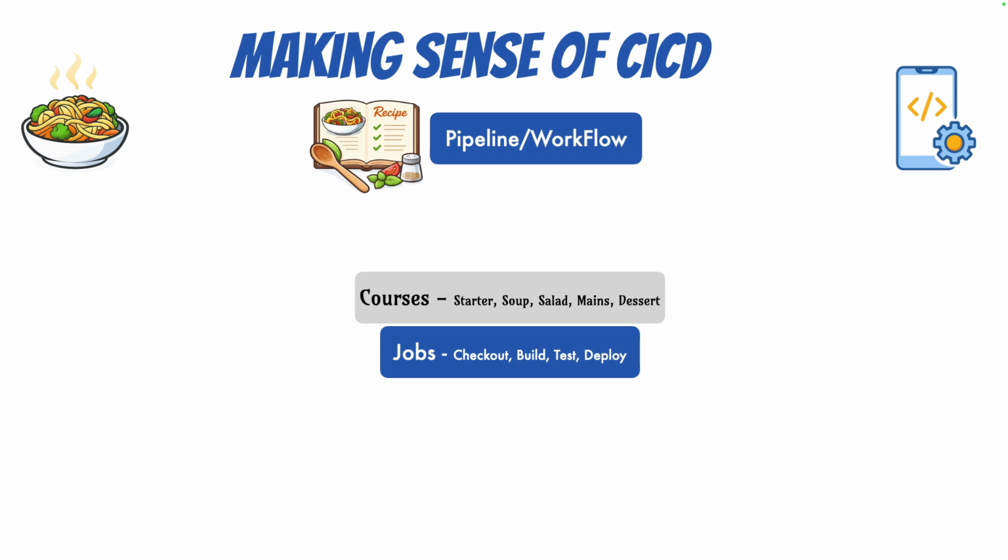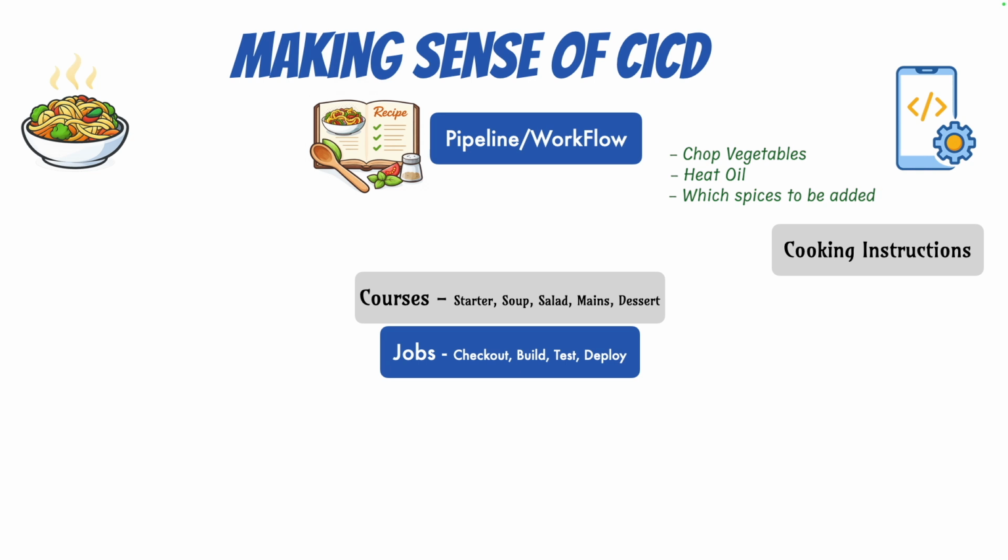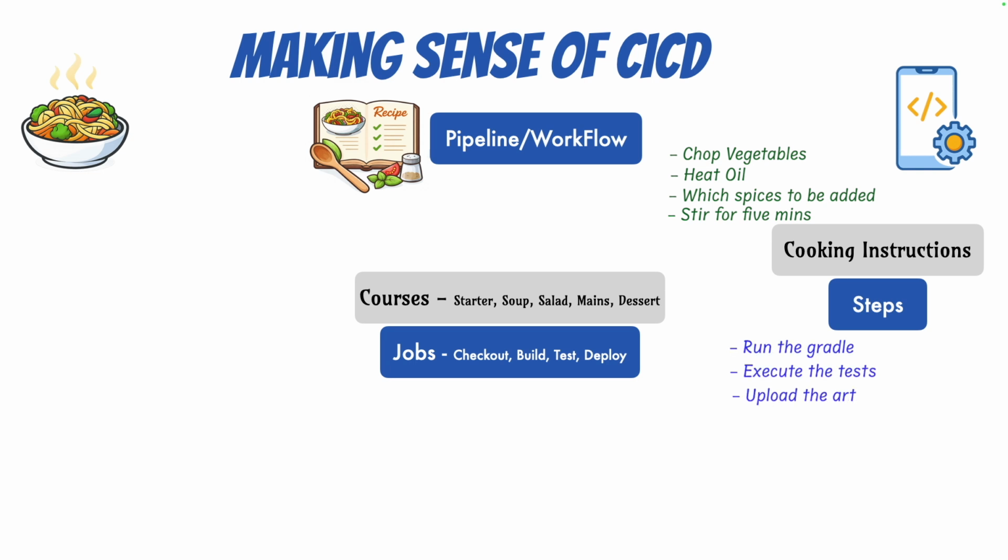And just like in each course, there are multiple dishes that have to be prepared. You need to have cooking instructions on how to prepare each of those course meals. It could be something like chop vegetables, heat oil, which spices to be added in what proportions, maybe stir for 5 minutes. In CI/CD, steps are the smallest unit of work. The work could be run Gradle, execute the tests, upload the artifacts, sign the build. Steps are executed in a particular order. They are very explicit and easy to understand why we are doing it. This is where the actual work happens.